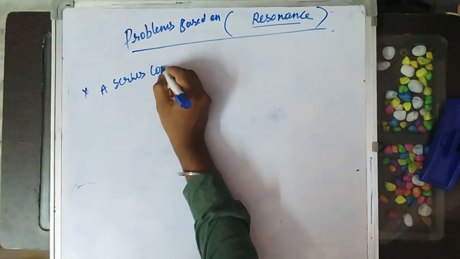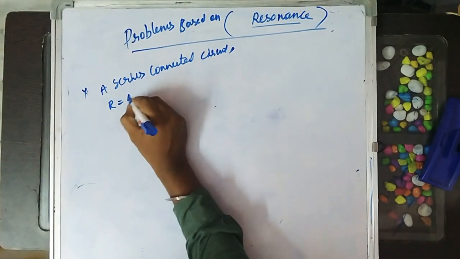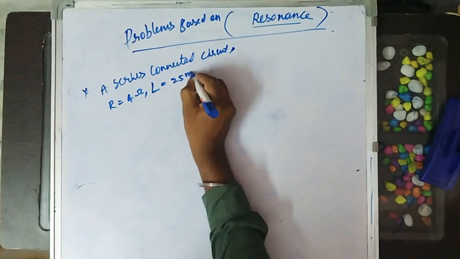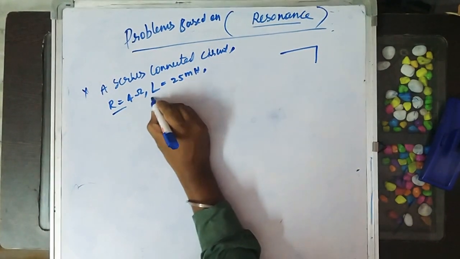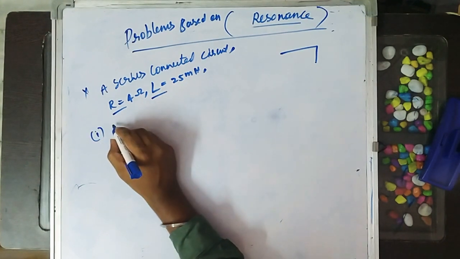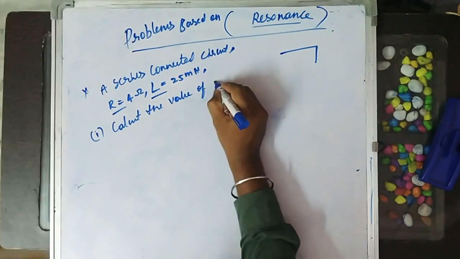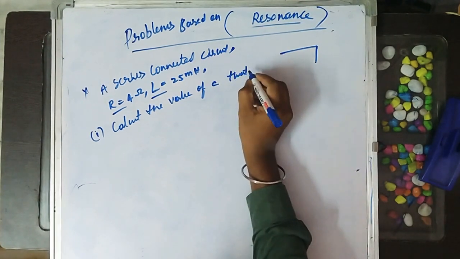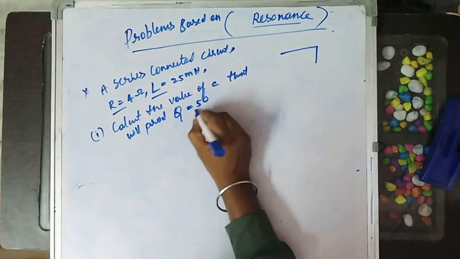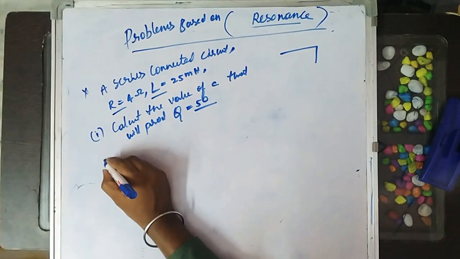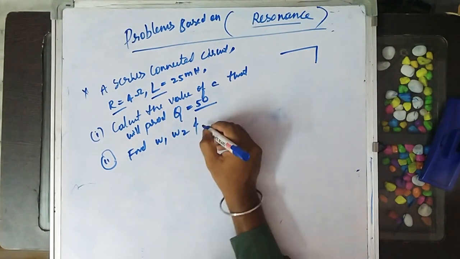The series connected circuit, we are having R equal to 4 ohm and L equal to 25 millihenry. Now, in the series connected circuit given R and L, they are asking you to calculate the value of C that will produce quality factor Q equal to 50, and asking us to also find omega 1, omega 2 and bandwidth.